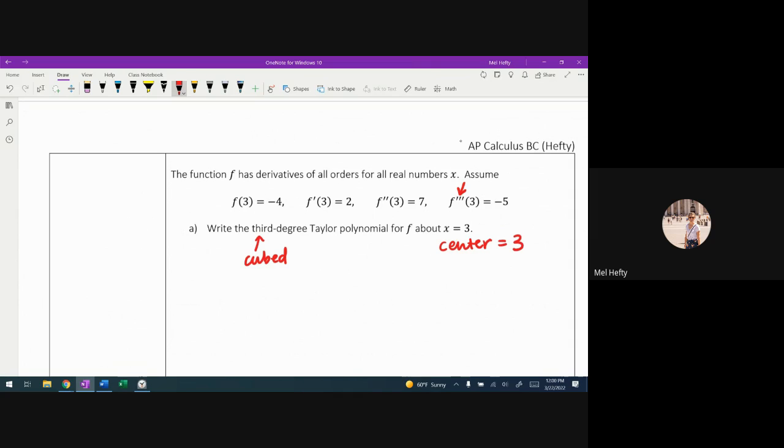All right, so I'm going to call this, I don't like writing in red, but I'll just go back. All right, so P sub 3 of x, that's just a fancy way to say a polynomial of the third degree. x is my variable. So what's the first term?